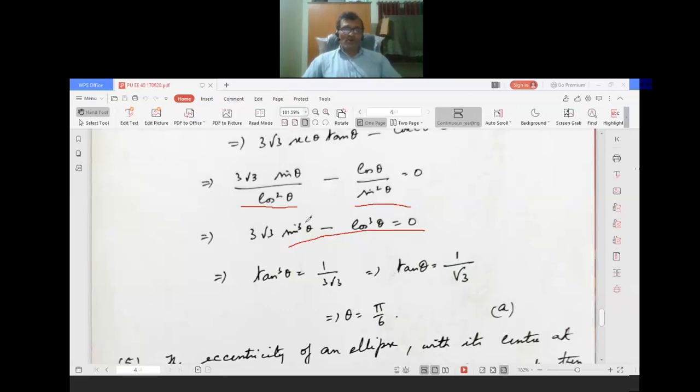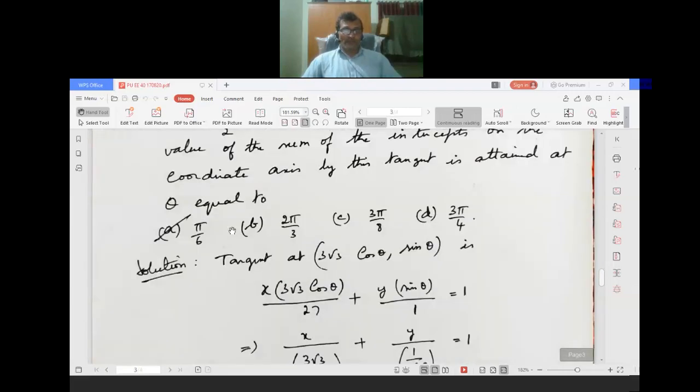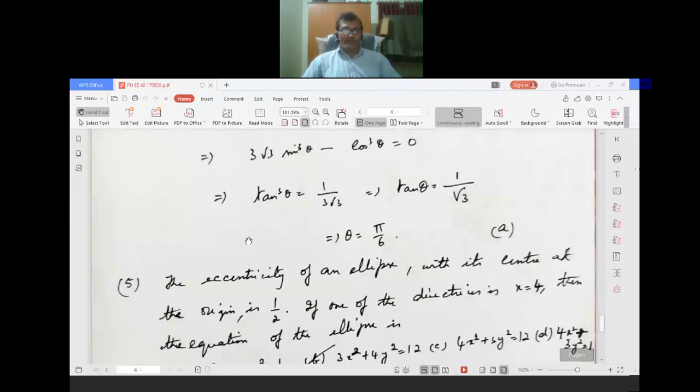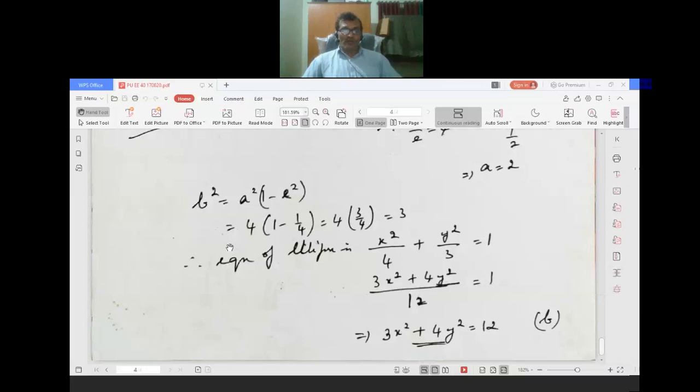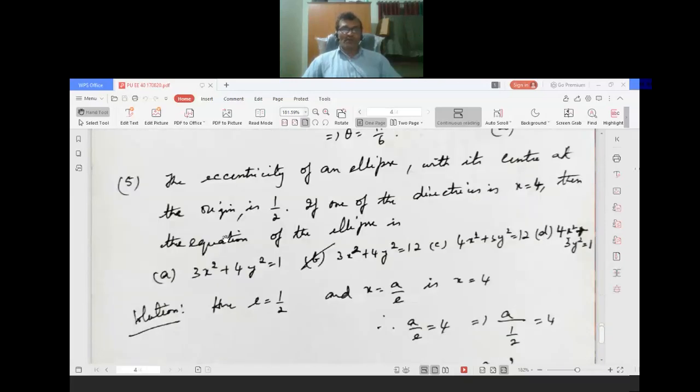Bringing all trigonometry terms to one side, tan cube theta is 1 by 3 root 3, but 1 by 3 root 3 can be written as 1 by root 3 whole cubed. So tan theta is 1 by root 3. If tan theta is 1 by root 3, theta will be equal to pi by 6. So we get option A. Theta equals pi by 6, that is 30 degrees, since pi means 180 degrees. Now we go to the next question, question number 5.